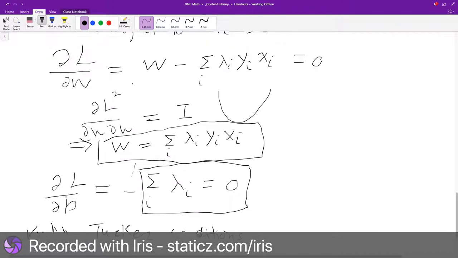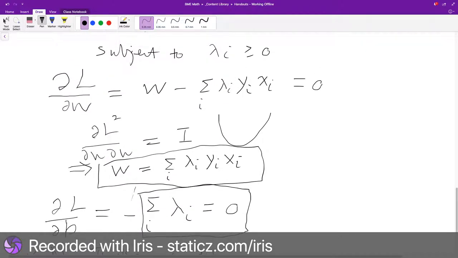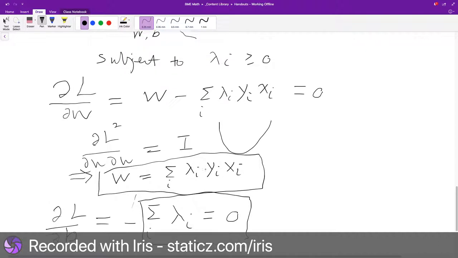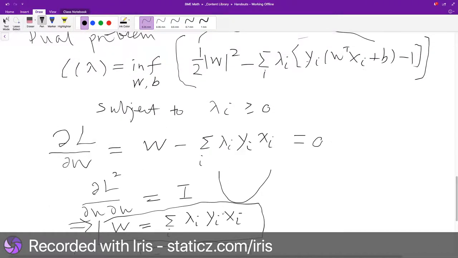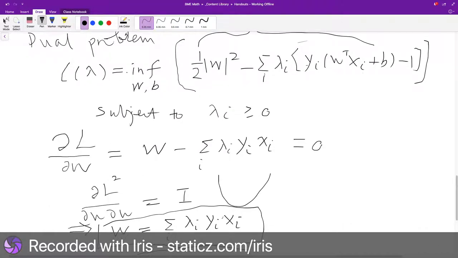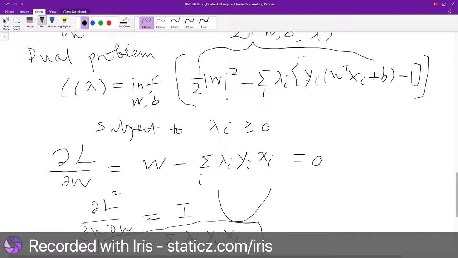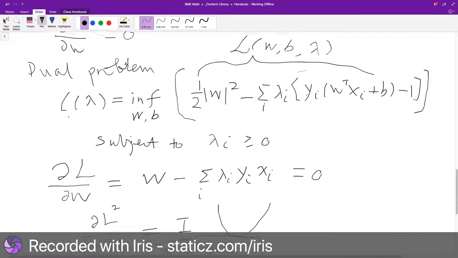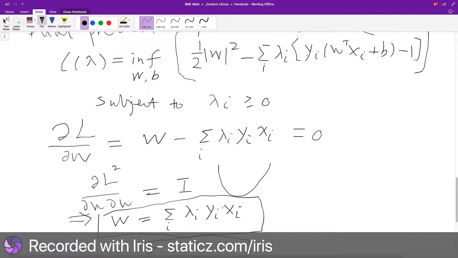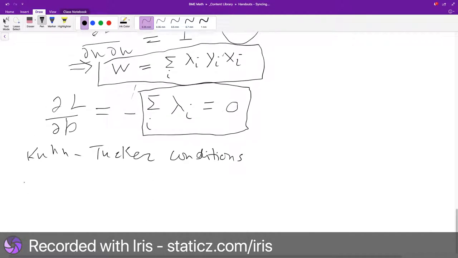Now you see you expressed this W in terms of your data. Now you plug it in here. This is the minimal solution for this functional. You plug it in and see what this function actually looks like. It just goes into here.